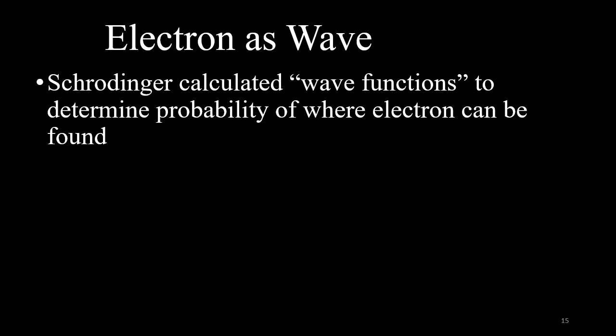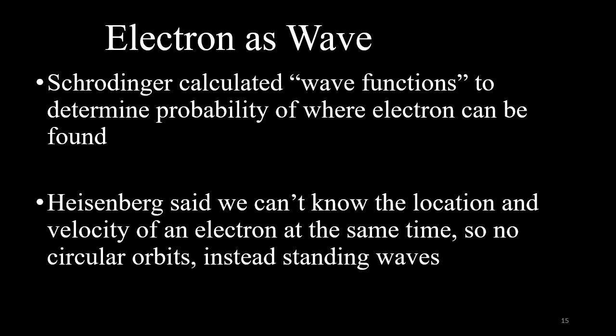Okay, so because we look at an electron as a wave, Schrodinger calculated wave functions to determine the probability of where an electron can be found. And Heisenberg said that we can't know the location and the velocity of an electron at the same time. So he said there's no circular orbits like Bohr thought. Instead, there's these standing waves.